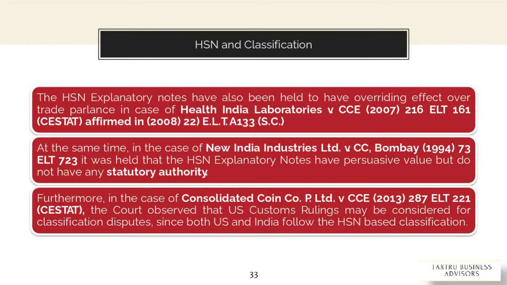Because sometimes something is written very specifically in the act. So no matter how you use that product, that particular product was specifically mentioned in that particular tariff, so you will not get the benefit of trade parlance. So the Supreme Court said that the HSN explanatory note will have overriding effect over trade parlance. For the rest, if you read the full text of the judgment, you'll get a better sense.